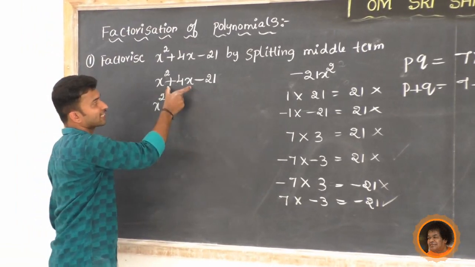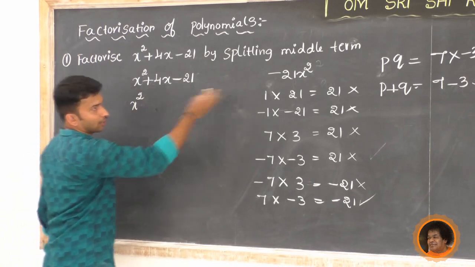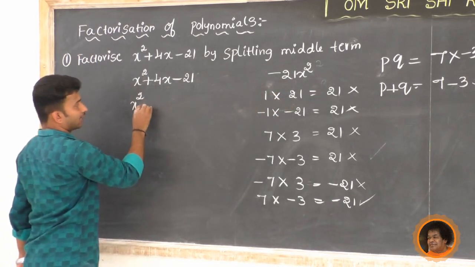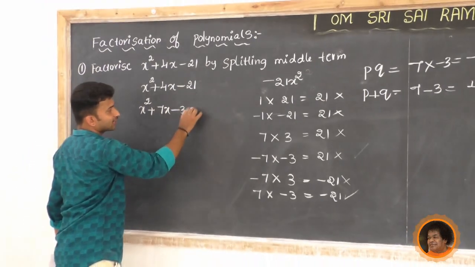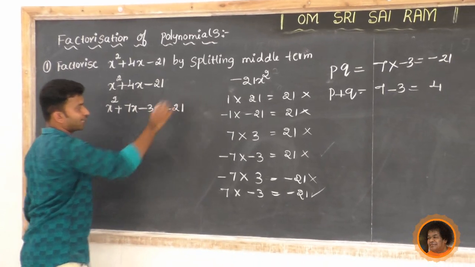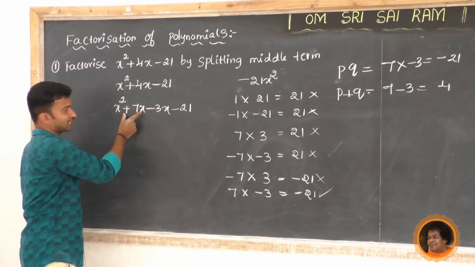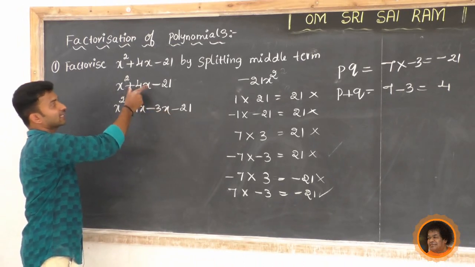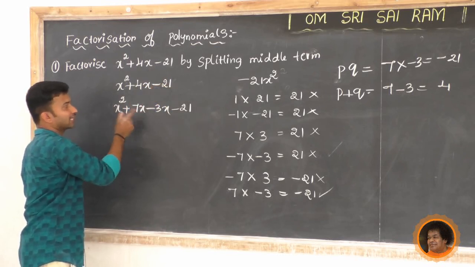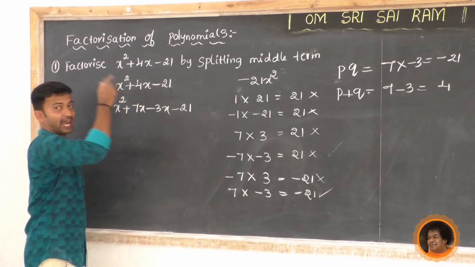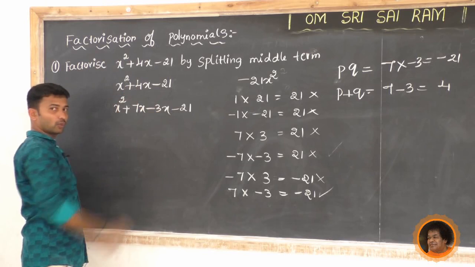x square plus 4x: split it into two values from the list, 7x and minus 3x. Plus 7 minus 3 is plus 4, and 7x into minus 3x is equal to minus 21x square. At the same time, it gives plus 4 as the sum. Plus 7 minus 3 is equal to plus 4. What is the next step?